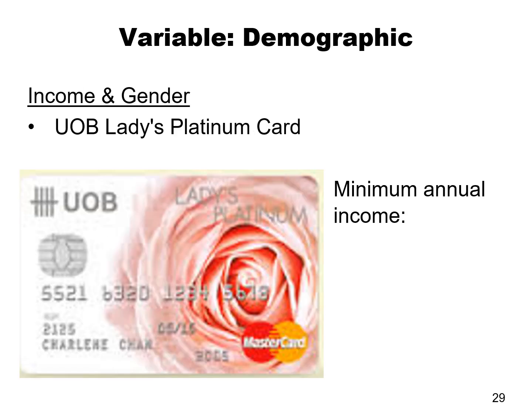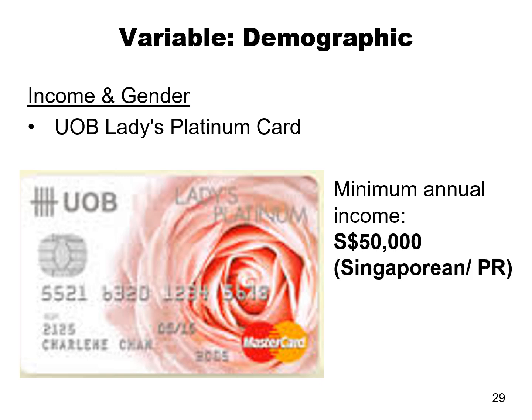Let's look at this example. UOB Ladies Platinum Card. So this is separated based on both income and gender. You have to be a lady to apply for this card, and the minimum income is 50K. For foreigners, it will be 60K.